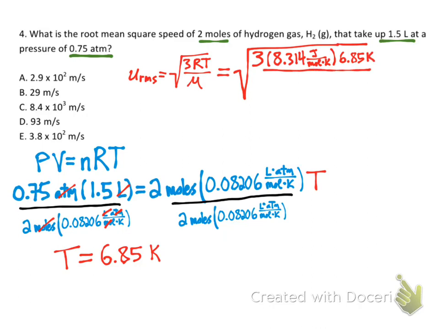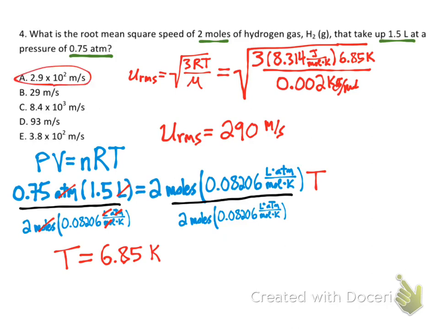And then we'll divide this all by the molar mass. Remember, whenever you're dealing with energy, we always want to deal with kilograms. So for H2, it's 2 grams per mole, which means we'll divide that by 1,000. We'll get 0.002 kilograms per mole. Now we have everything we need to get the root mean square speed. And so we end up getting here that the root mean square speed ends up being 290 meters per second, which is this answer right here.